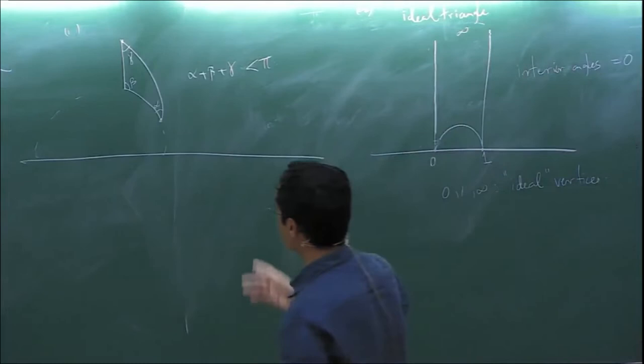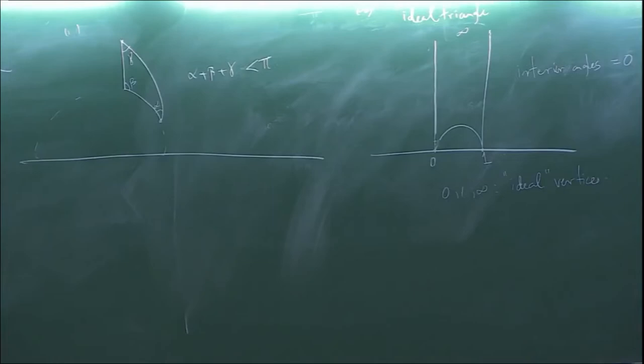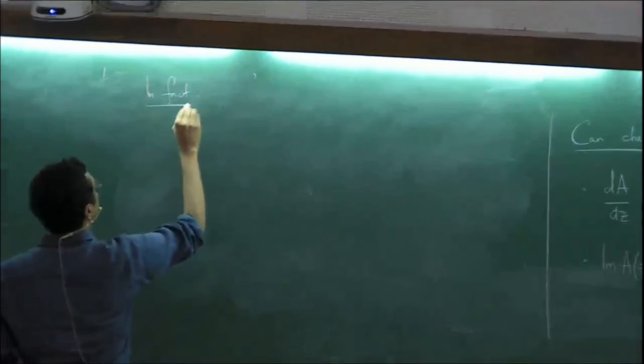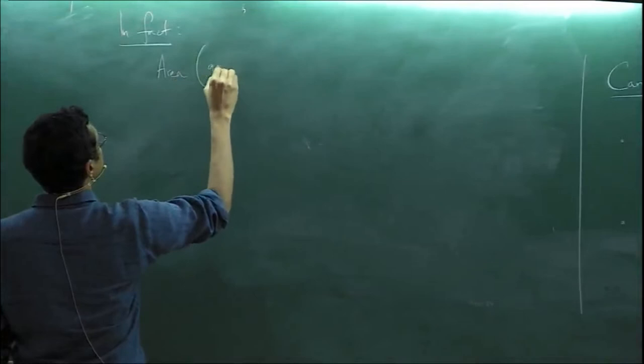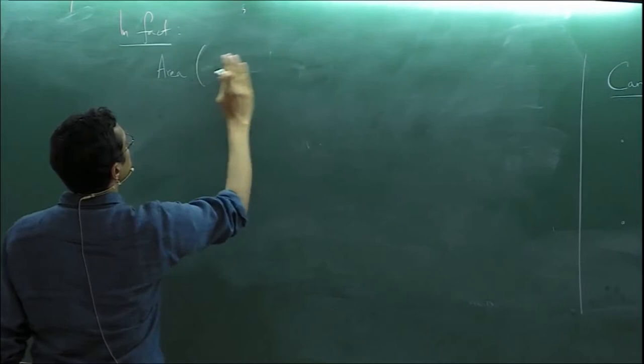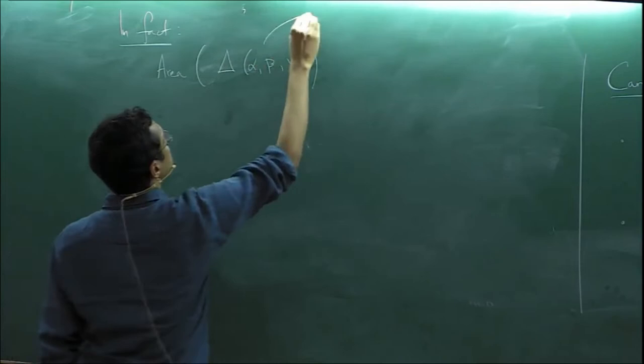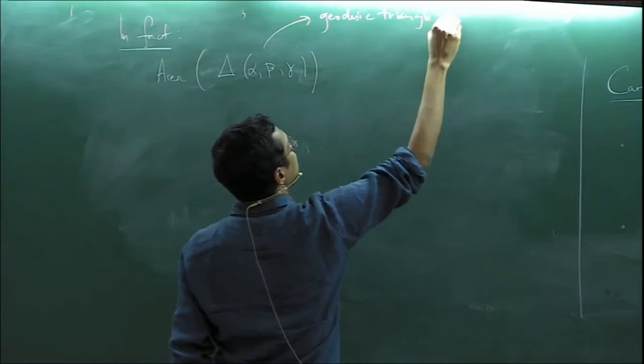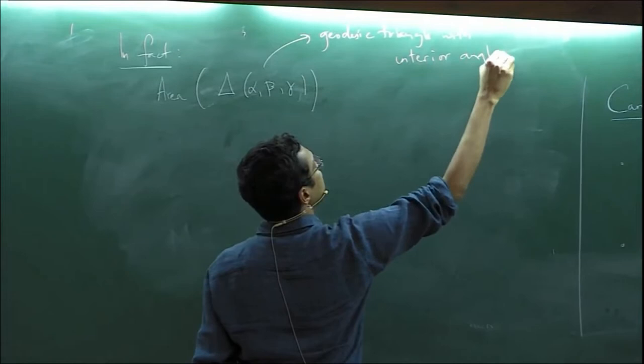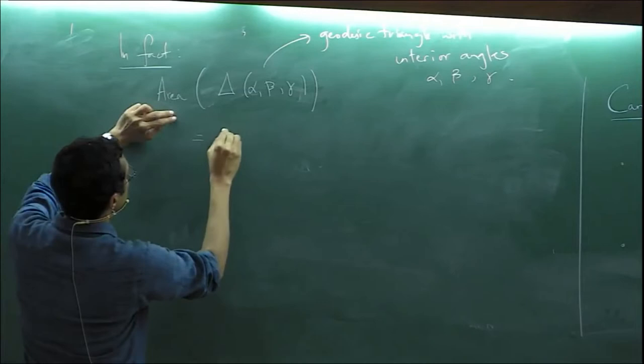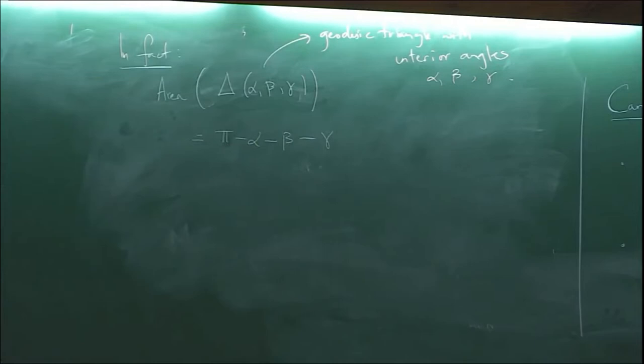Okay. So how do you see this? So in fact, we can show something stronger, which is that the area of a geodesic triangle with interior angles alpha, beta, gamma, so this just means that it's a geodesic triangle with interior angles alpha, beta, and gamma. So the area of this triangle is pi minus alpha minus beta minus gamma. Okay, so this is definitely not true for Euclidean geometry, right? But it is true here in hyperbolic geometry.